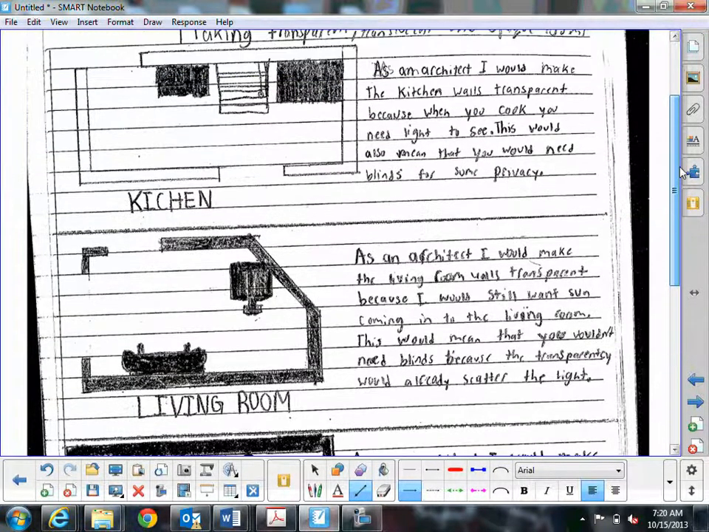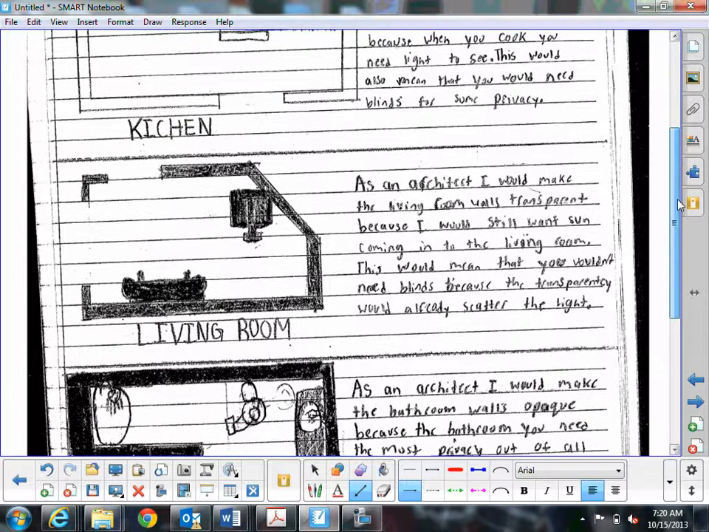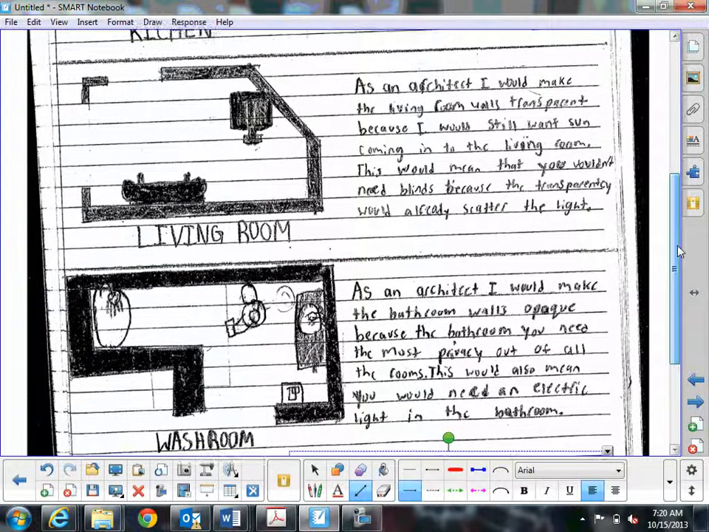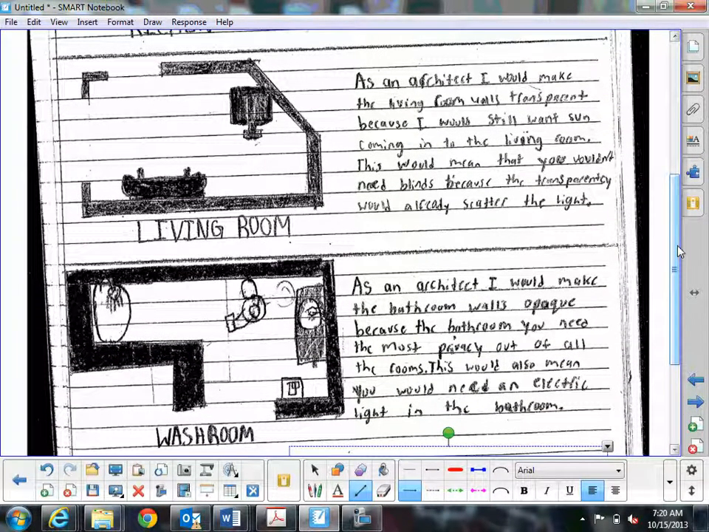And these were the flipped homework in which students had to think about, if they were an architect, which they would make their kitchen, living room, and bathroom out of: transparent, translucent, and opaque walls. And here's an example. As an architect, I would make the bathroom walls opaque because in the bathroom, you need the most privacy out of all the rooms. This would also mean that you need an electric light in the room. So it shows critical thinking. It justifies their explanation. So therefore, it would be a correct answer.